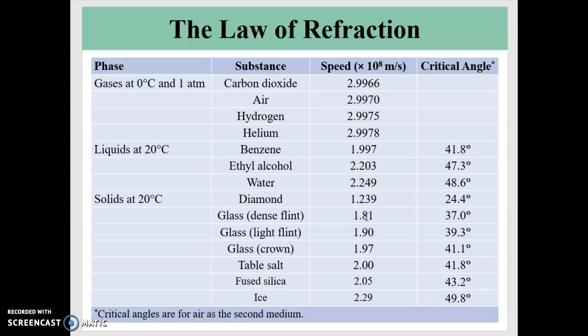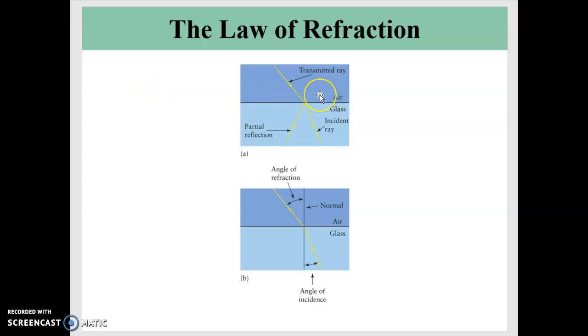So if you are looking at a problem and you see that one of your mediums is air, you can go ahead and assume that the index of refraction is 1, and by extension that the speed of light is 3.0 times 10 to the 8 meters per second.